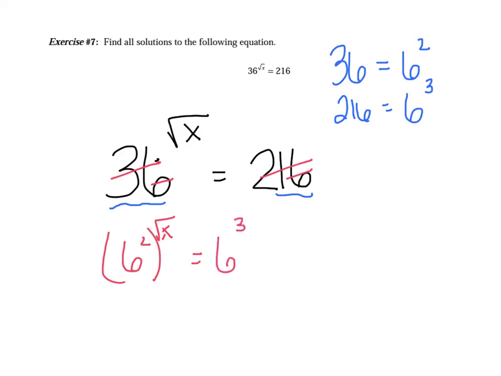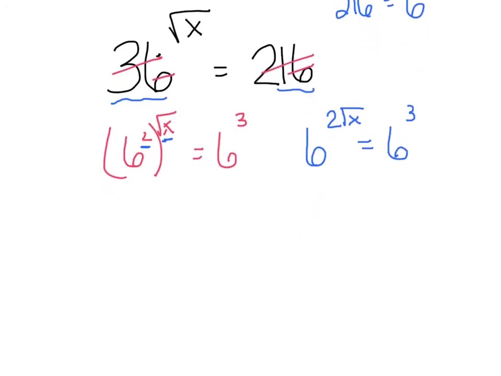All right, let's take care of our power to a power rule. I'm going to say this is really 6 to the 2 radical x. Notice I can't multiply insides and outsides together. All right, the 2's outside, the x is inside. They do not go together. And now I'm going to solve that equation. I've got those common bases, so I can clear those. And I'm going to say 2 radical x equals 3.